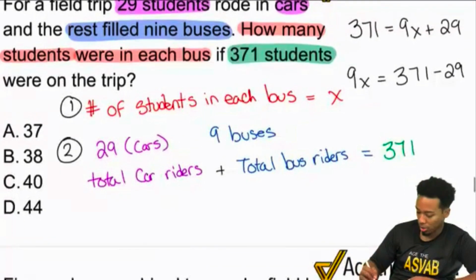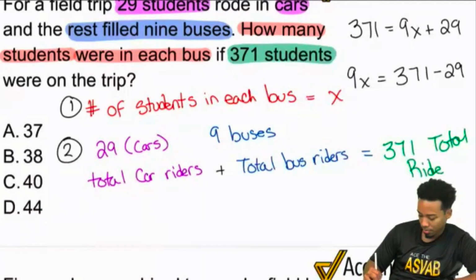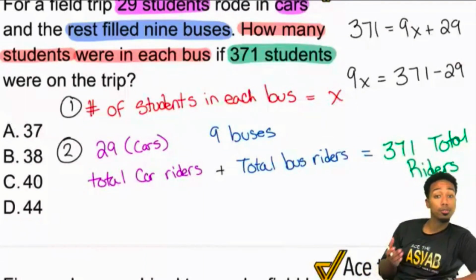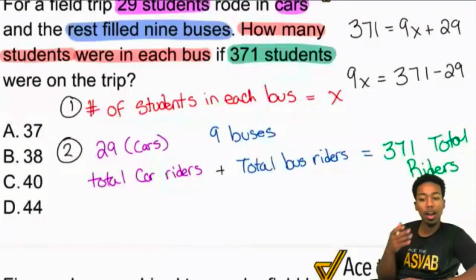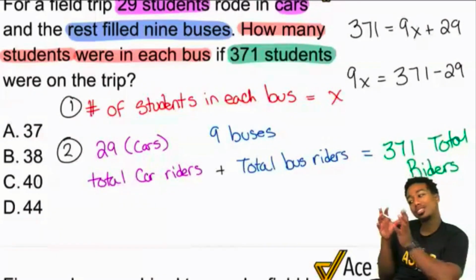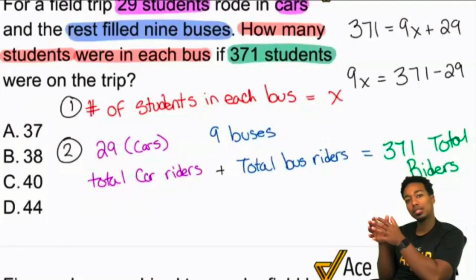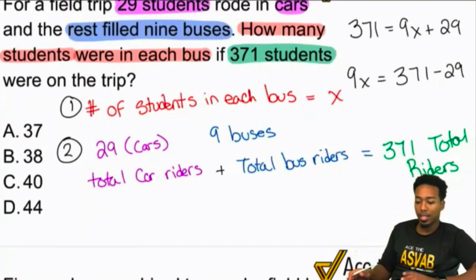I'm going to scroll down just a little bit. Total riders. And so there it is, guys. I really want you guys to make sense out of this. I want common sense to really take over here, and then work to make that common sense math. All right, so that's what we're trying to do.